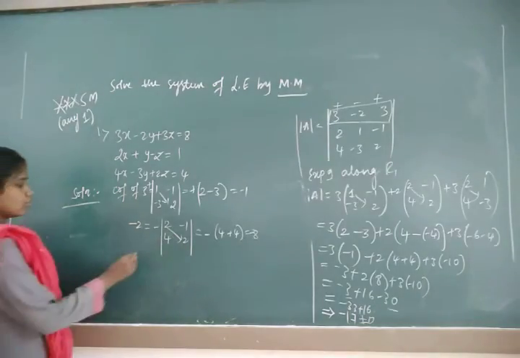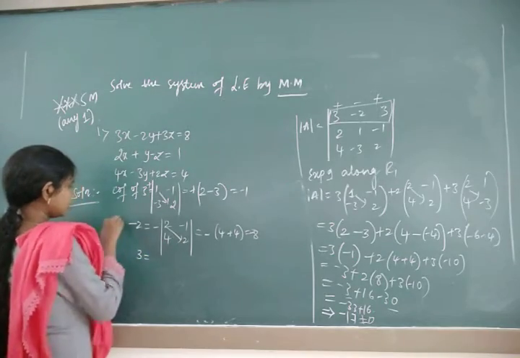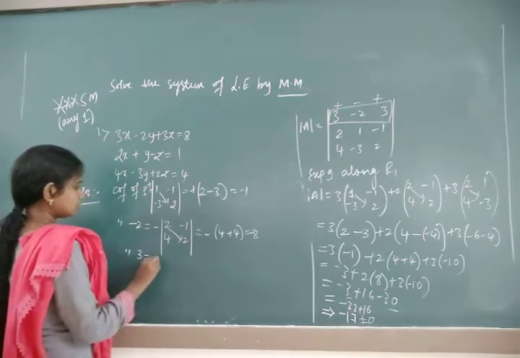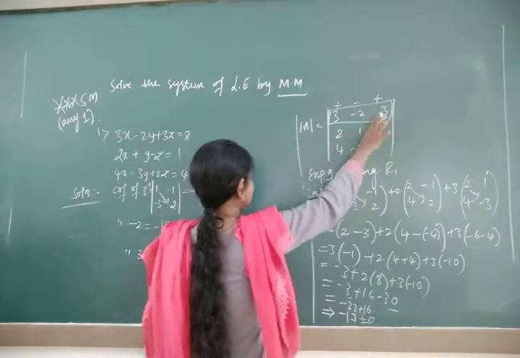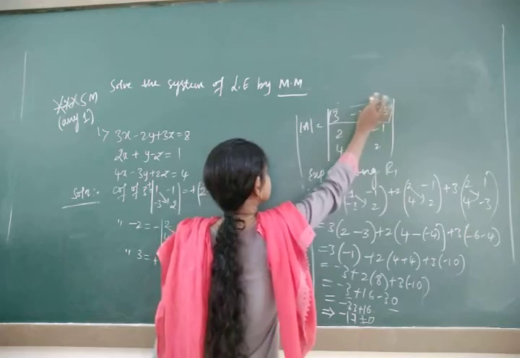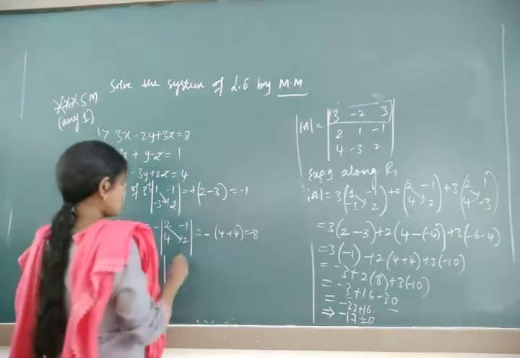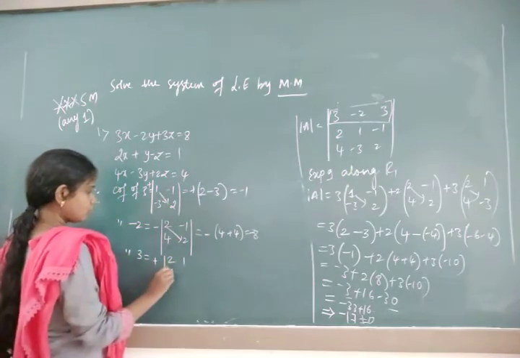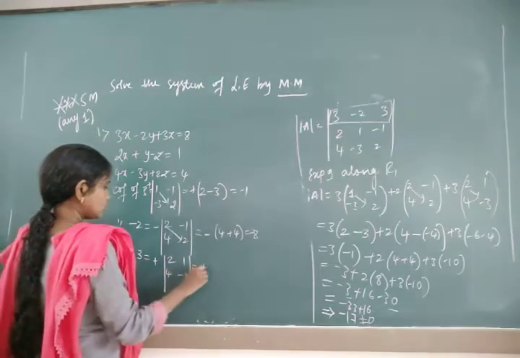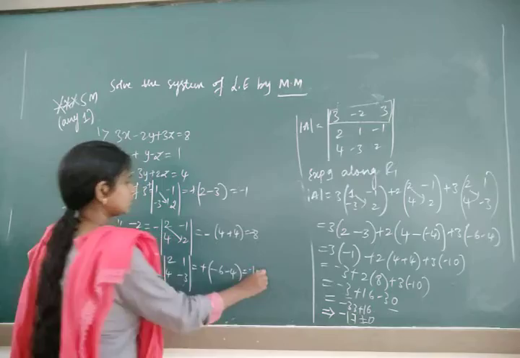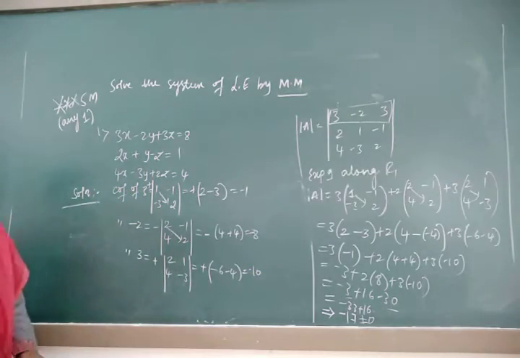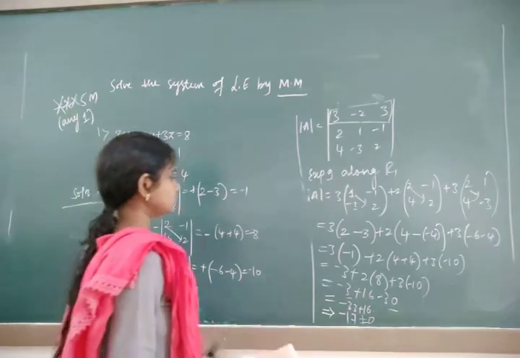Next take the cofactor of 3, sign is plus, deleting first row and third column, remained as 2, 1, 4, minus 3. So plus of, it's minus 6 minus 4 which equals minus 10. Next we will take, its value is minus 17.